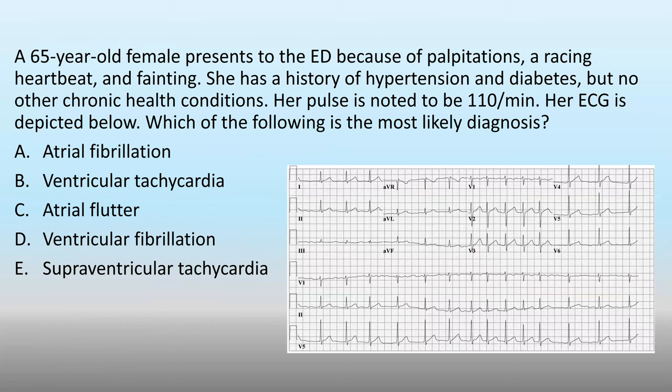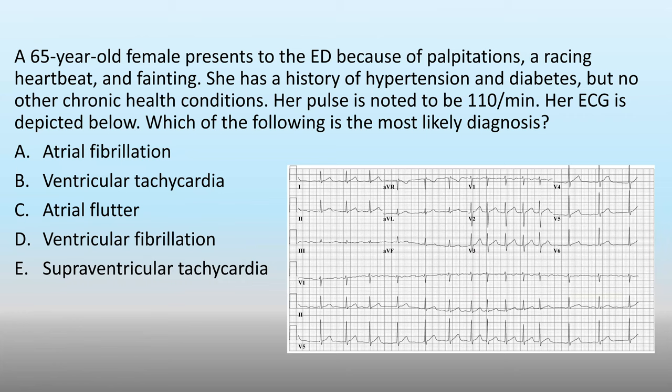So let's go through an acute situation here. A 65-year-old presents to the ED because of palpitations, a racing heartbeat, fainting. She has a history of hypertension and diabetes, but no chronic health conditions. Her pulse is noted to be 110. Her ECG is depicted below. Which of the following is the most likely diagnosis? AFib, VTAC, atrial flutter, VFib, or SVT?